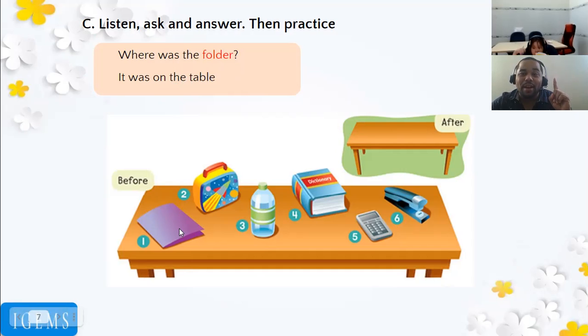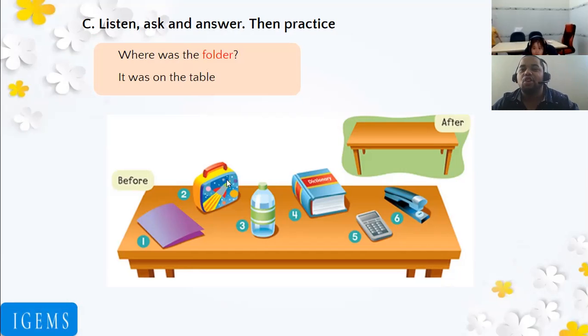Can you see the number one? Yeah, the folder. The folder was on the table. And let me ask you something. Where was the lunch box? On the table.